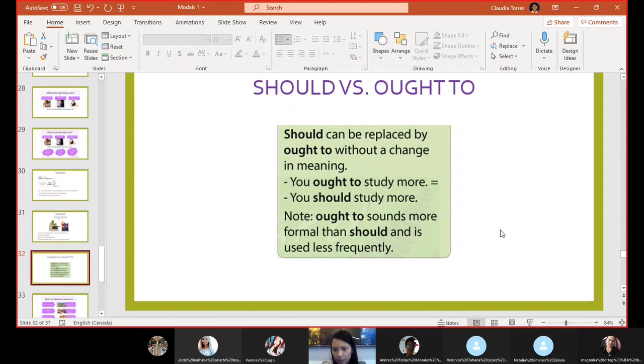Any questions about this? For the moment, no. Oh, thank you. The only difference between these two, I would say, is in the grammar structure, right? Because with should, you don't use the infinitive form of the verb, so you don't use to. But with ought, you need to use to.